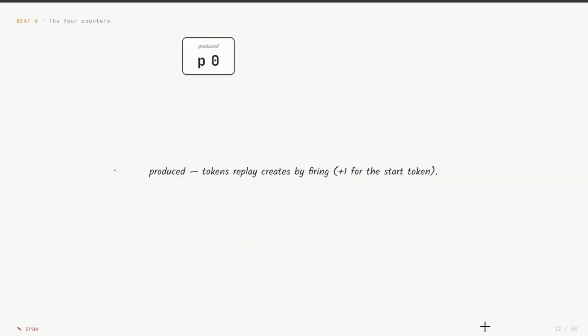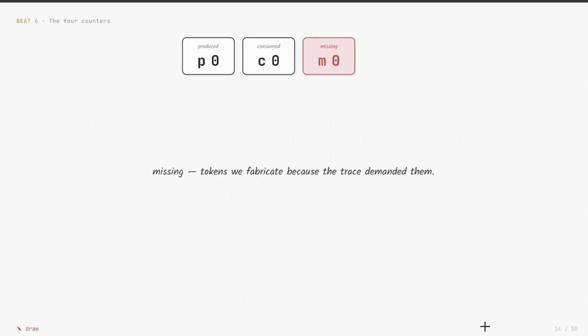So actually we have four counters. First of all, the produced tokens. It's every token created by firing plus the one we drop at the start. That's the first counter we have. Second is the consumed tokens. It's every token replay removed by firing plus the one we pull out at the end place. Third is the missing. It's every token we had to fabricate because the trace demanded it and it wasn't there. So that's what I explained previously. Fourth is the remaining. It's every token still sitting in the net after the trace ends. So it's produced but never consumed.